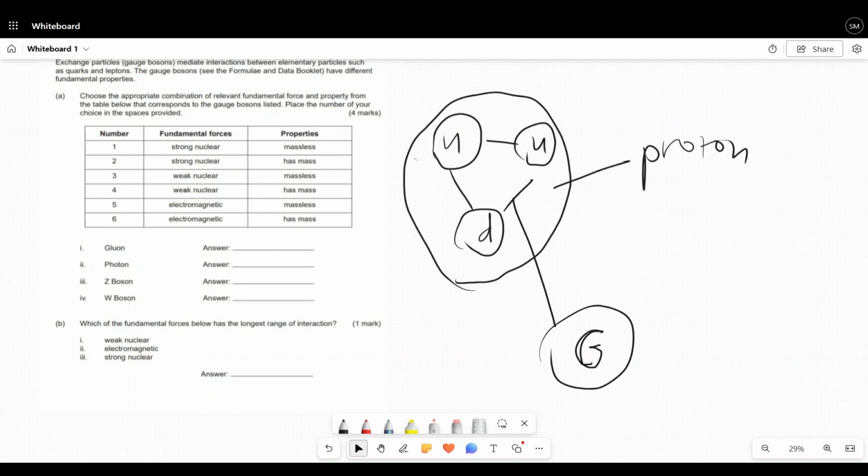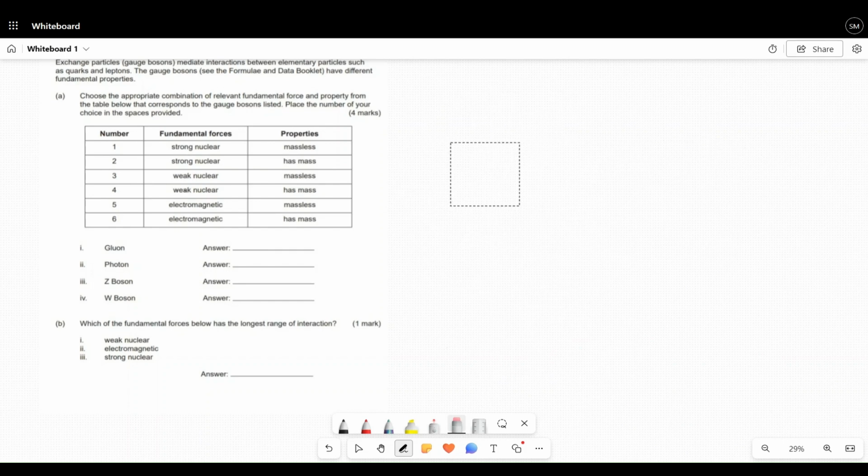So gluons are the force carriers for the strong nuclear force. Another thing to note about gluons is that gluons have no mass. They are massless, so we can immediately answer the first part of this question. The answer here for gluon is 1, because gluons mediate the strong nuclear force, and they are massless. So 1. Okay, photon.